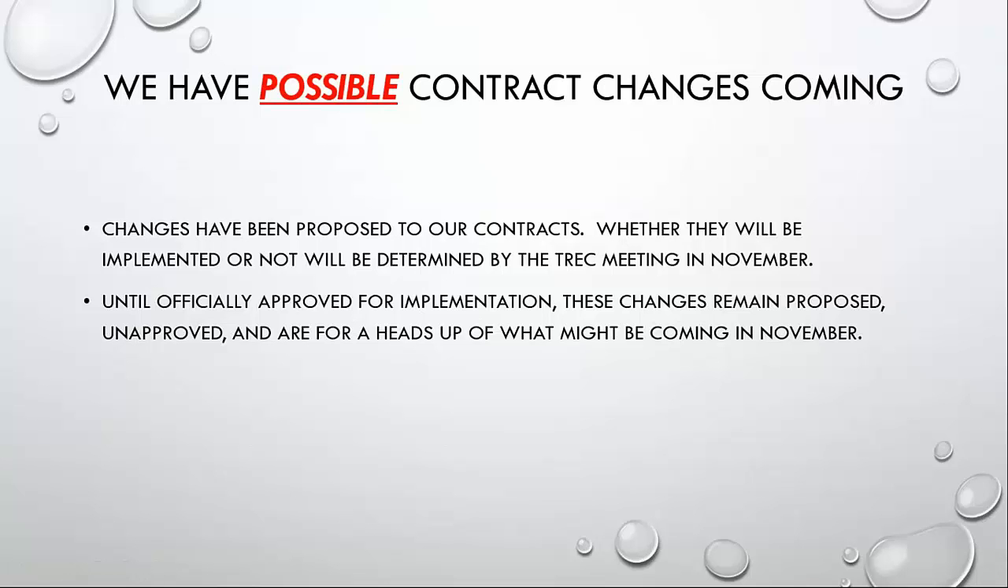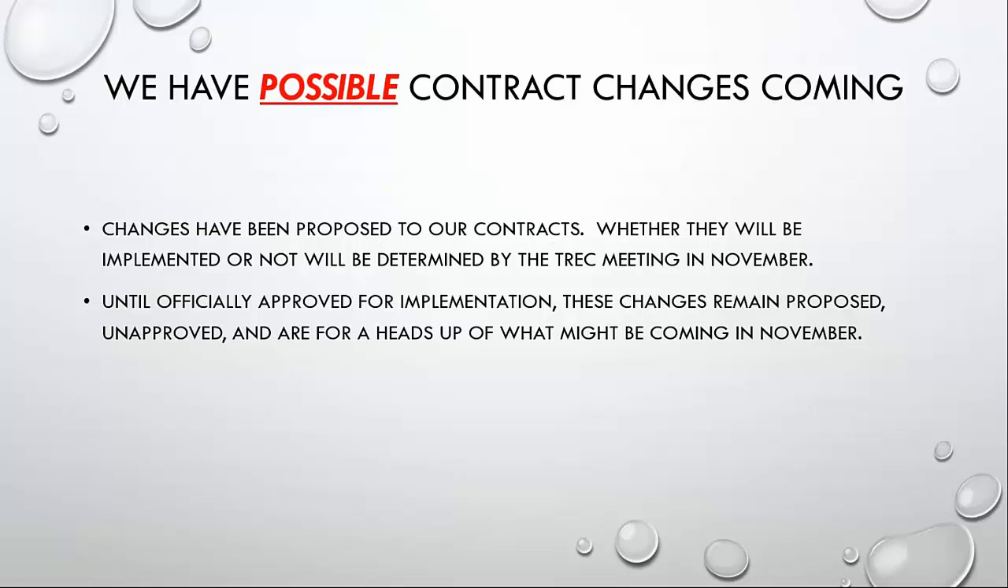We have possible, maybe, it might happen, it hasn't happened yet, possible changes to our contract. These changes were proposed in August at the TREC meeting, and whether they will be implemented or not will be determined by the TREC meeting in November. I think it's around the 10th or 11th at their meeting. And if these proposals are adopted, and there's no reason to believe that they will not be, the scuttlebutt is that they're probably going to go through. Don't know that for sure, but until officially approved for implementation, these changes remain proposed, unapproved, and are given to you today for a heads up only about what might be coming in November.